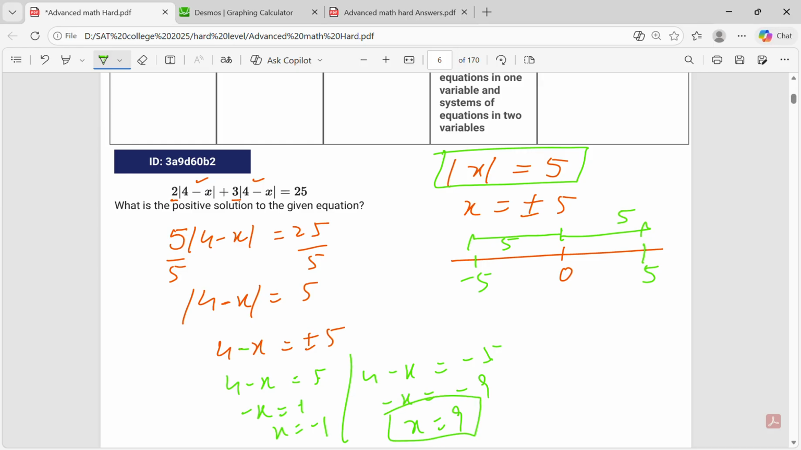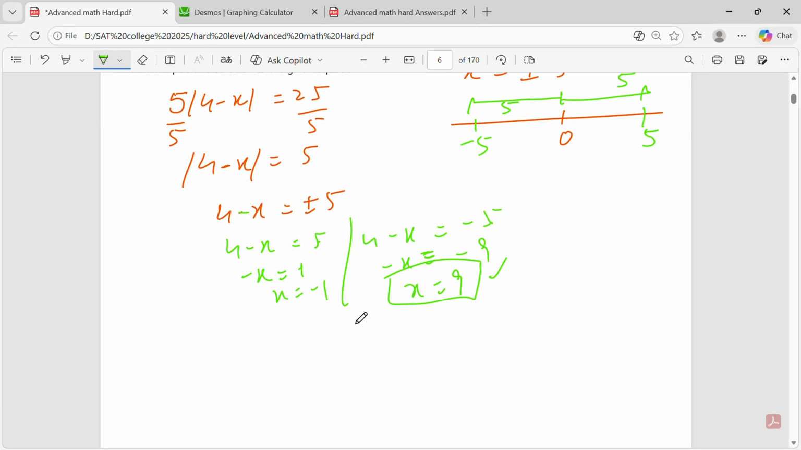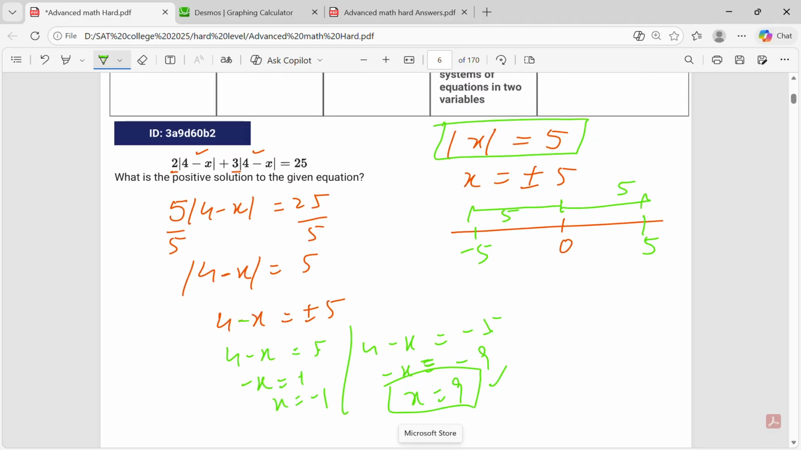Now the positive solution is 9. Since they are asking for the positive solution, this is our answer, 9. Now let's solve the same question using Desmos. I will type this equation in Desmos to see what the two possible solutions are. So let's do it.